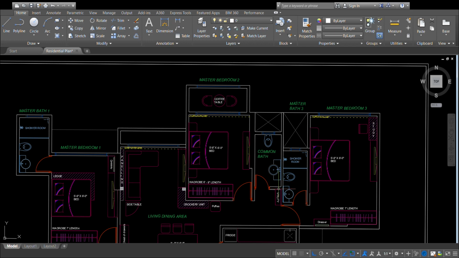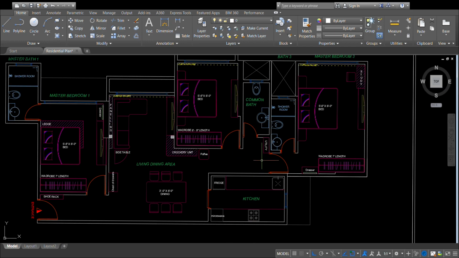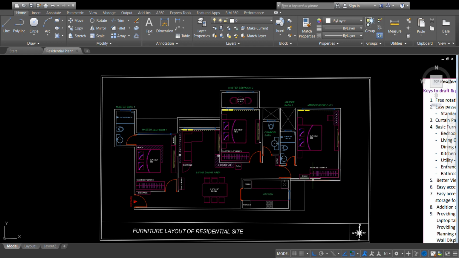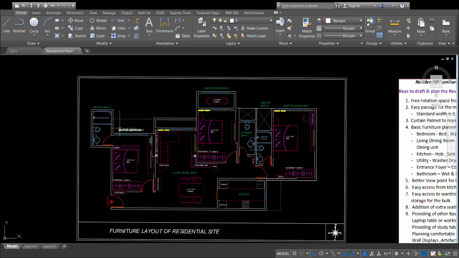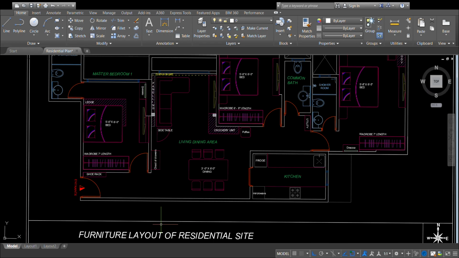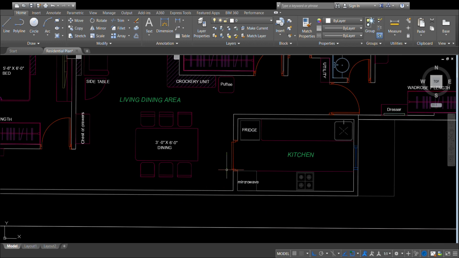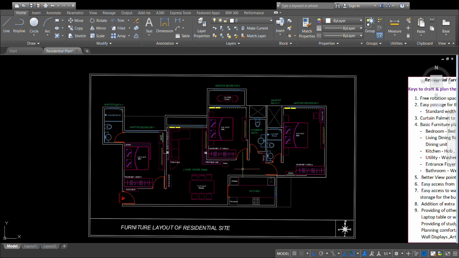Then the next is a common bathroom. Then the next is master bedroom 3, which is attached to master bathroom 3. So these are the 3 bedrooms attached to 2 bathrooms, and one is the common bathroom. As you can see, this is the living dining area, and near to it there is a kitchen. So this is the entire 3-bedroom hall kitchen plan, and we will take this as an example to understand our points today.